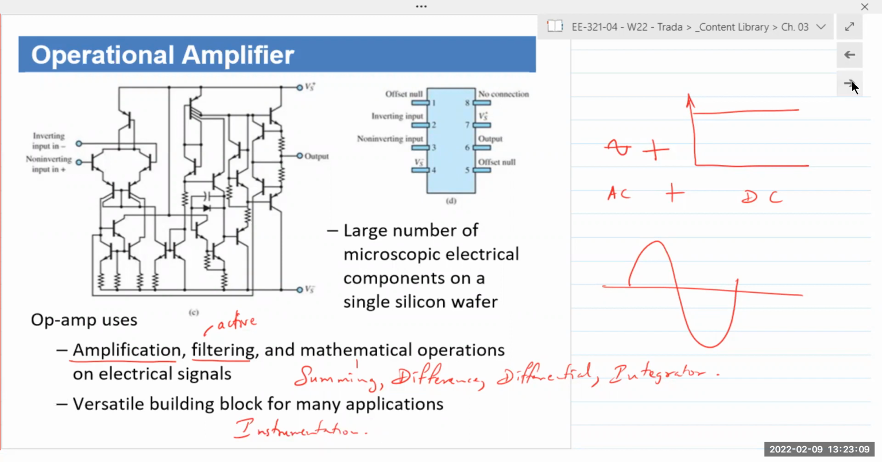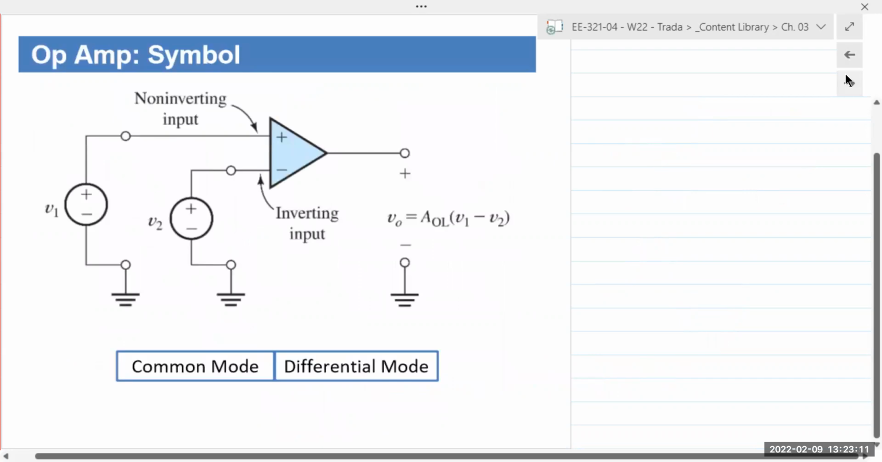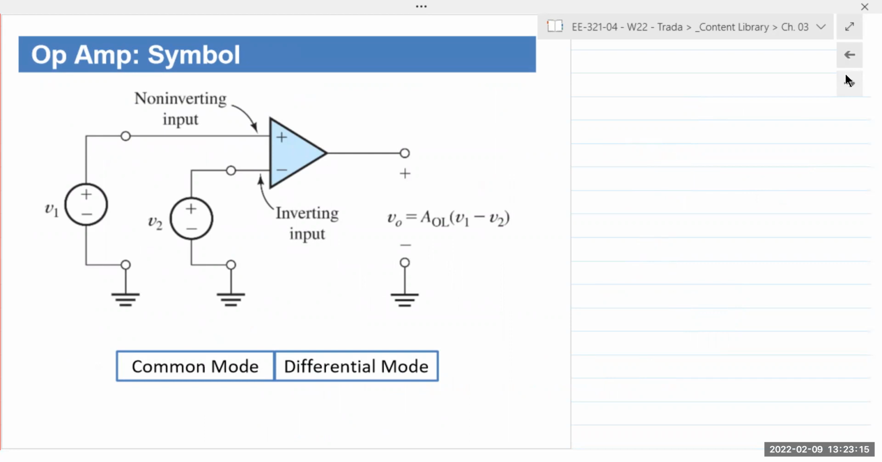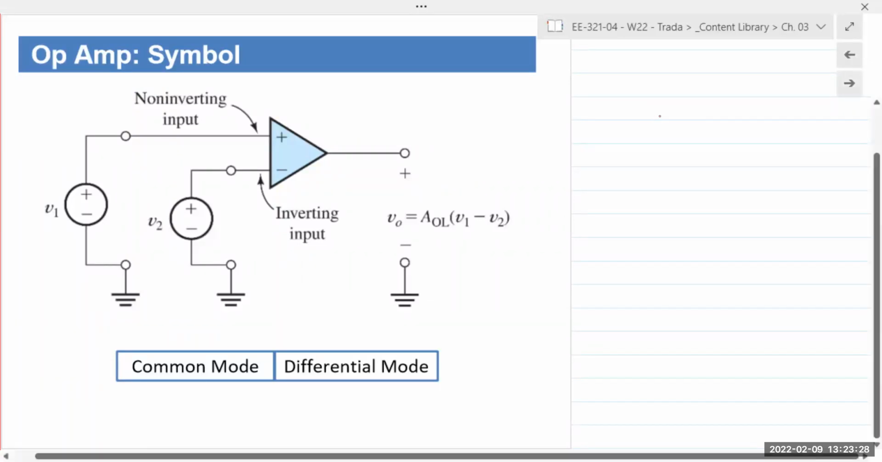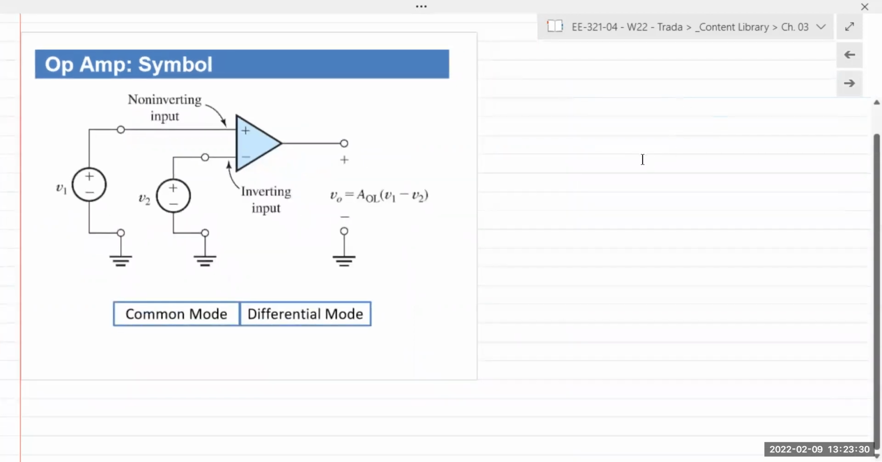Let's see. Standard symbol for an op-amp is a triangle, typically pointed towards the right. Okay, it's a triangle pointing towards the right. Now, most books, most authors, most professors will use something like this.